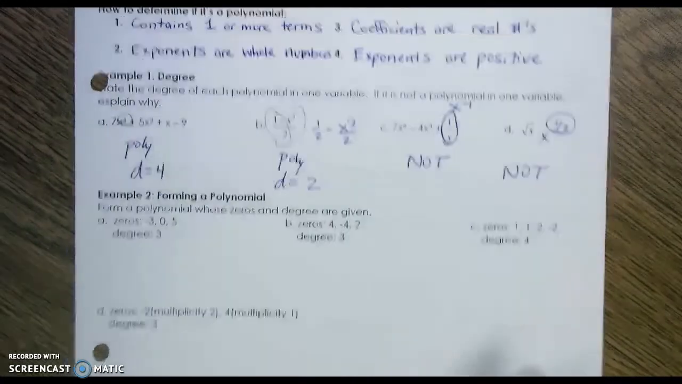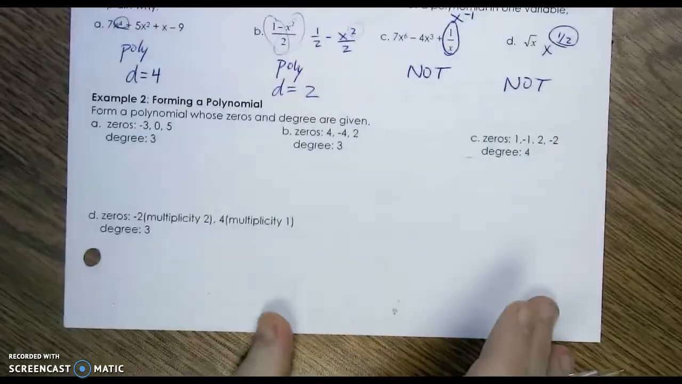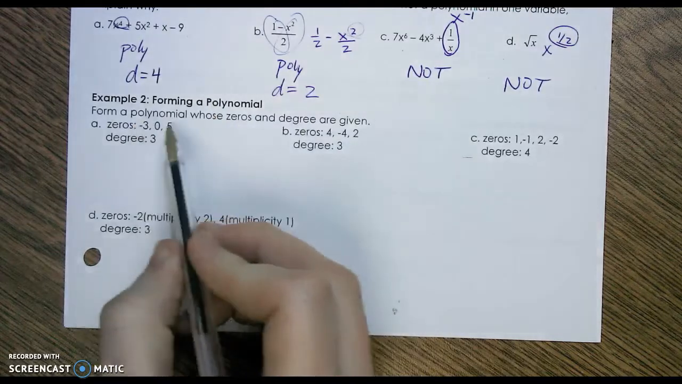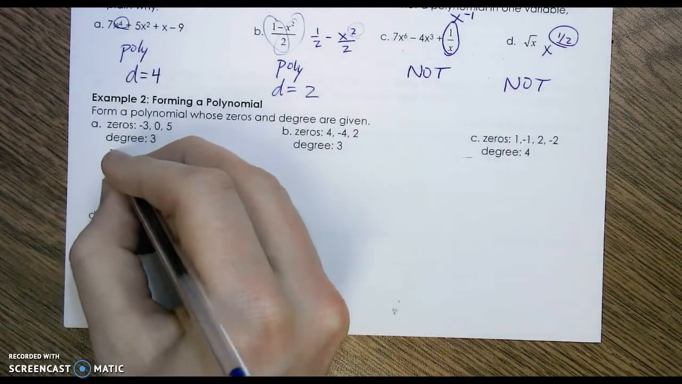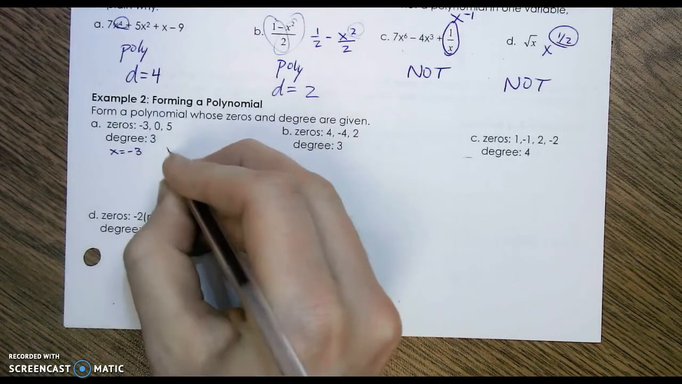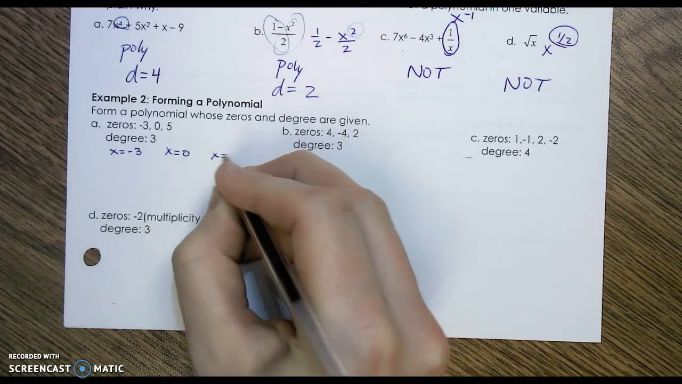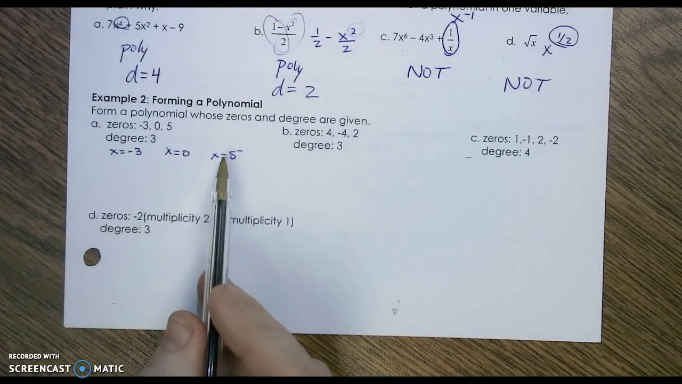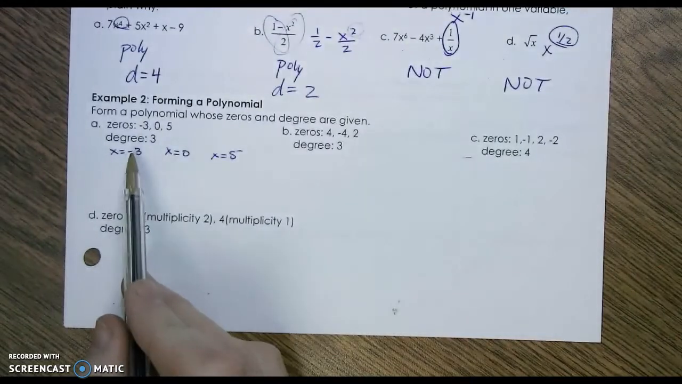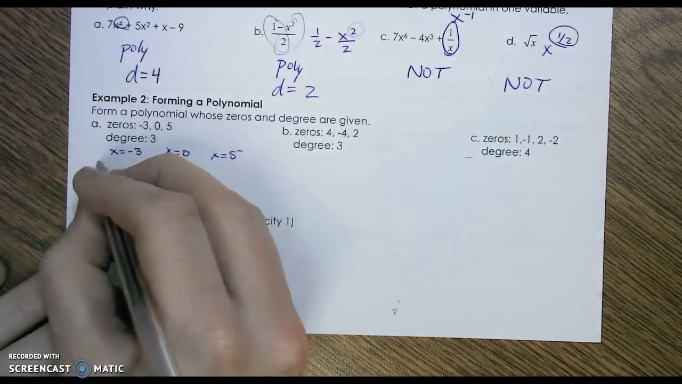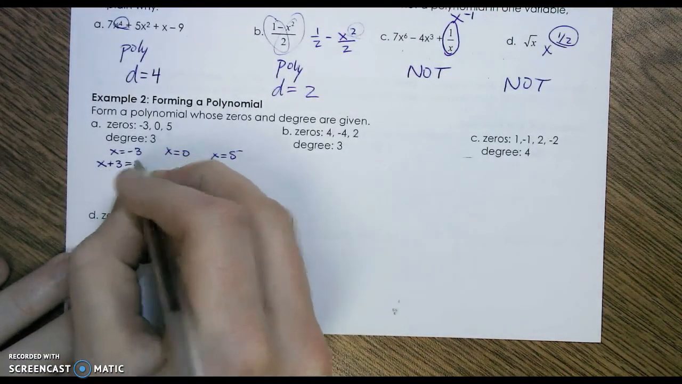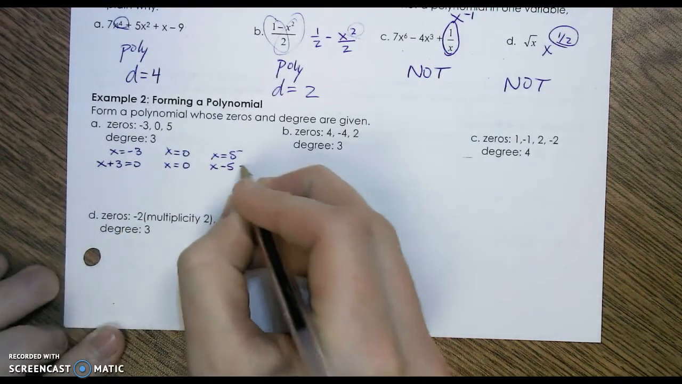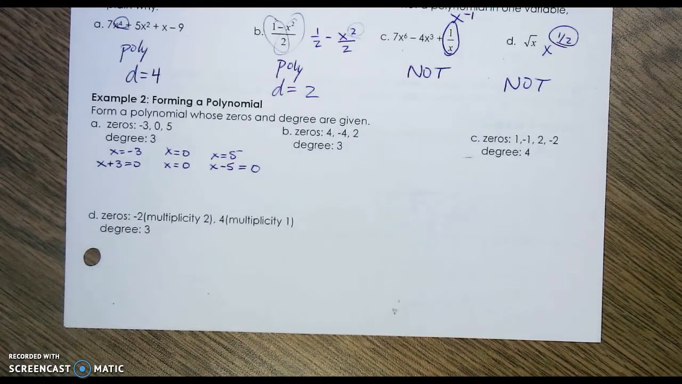In example 2, we are writing polynomials given their zeros. So this is kind of a backwards process. Given the zeros, so that's telling me that x equals -3, x equals 0, and x equals 5, if those are the zeros. And in order to get 0, they had to at one time equal 0. So we're going to add 3 to the other side so that it equals 0. This already equals 0. And I have to subtract 5 to the other side to get it to equal 0, which is why they are called zeros.